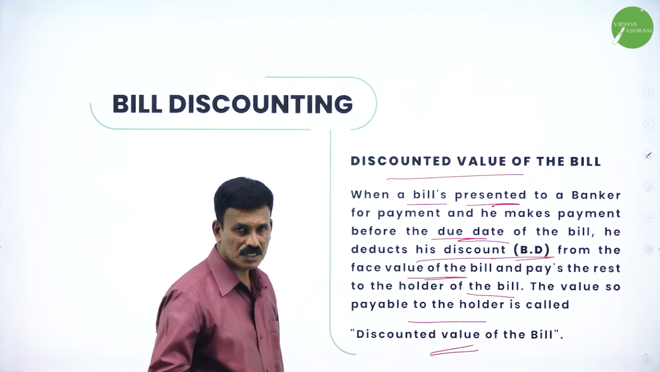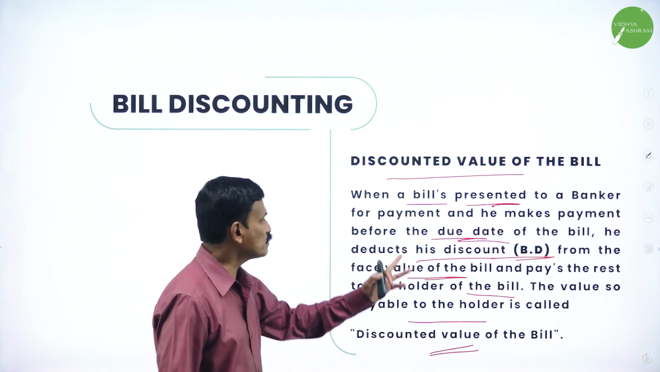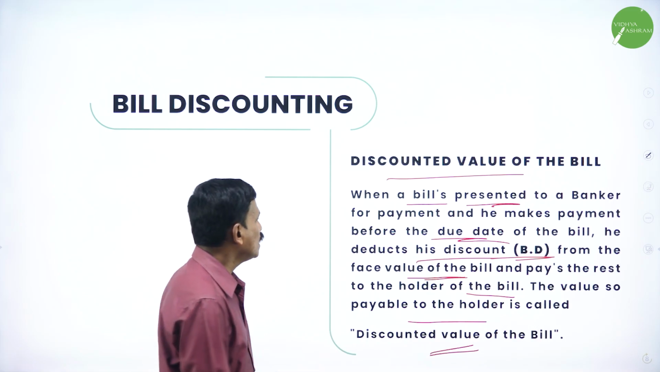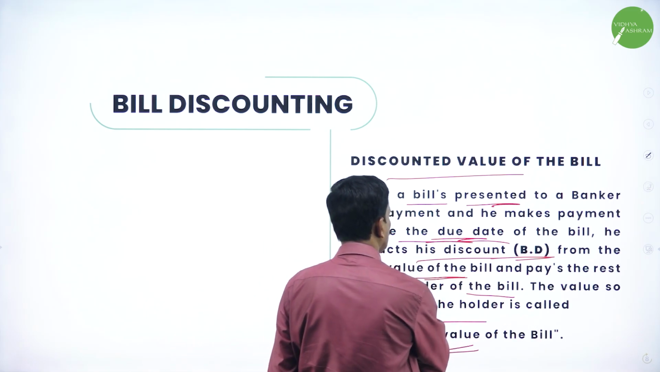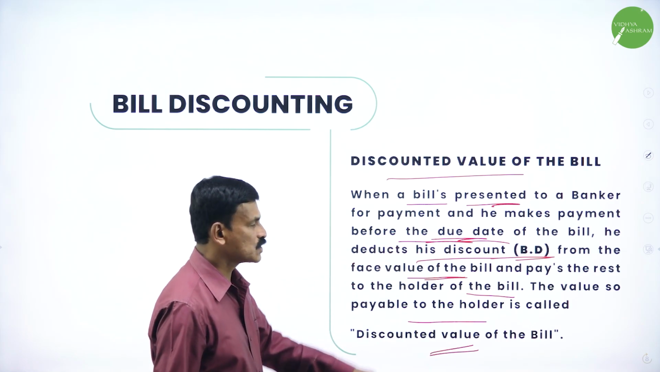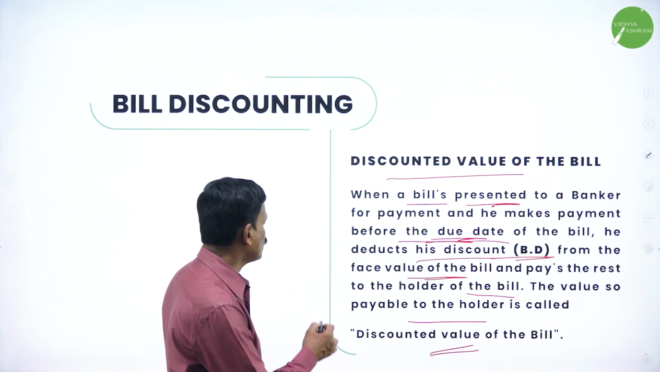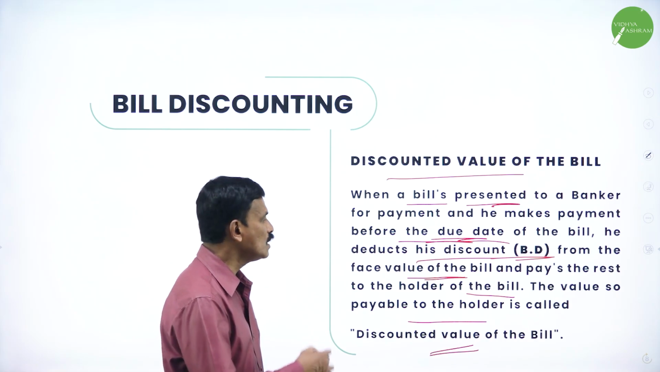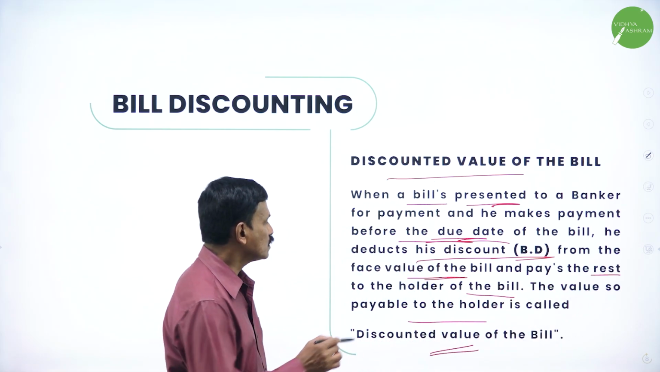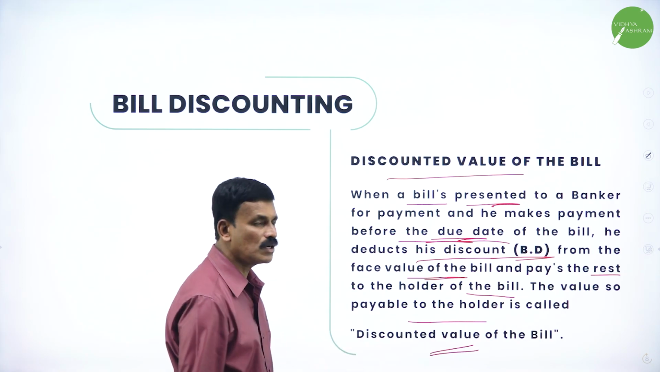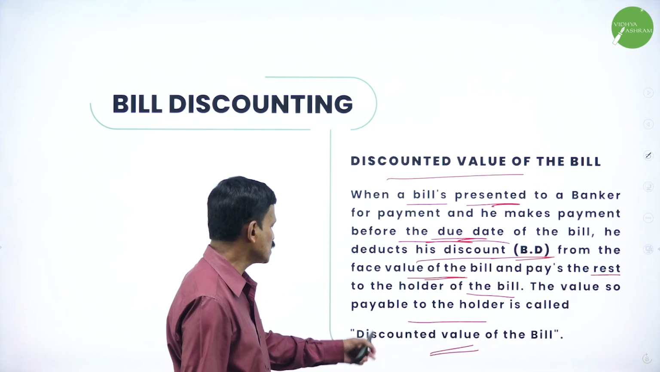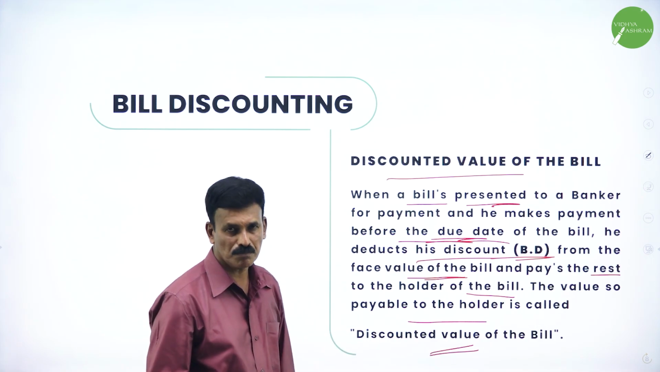Listen once again. When a bill is presented to a banker for the payment and he makes the payment before the due date of the bill, he deducts his discount, that is banker's discount, from the face value of the bill and pays the rest to the holder of the bill. The value so payable to the holder is called the discounted value of the bill.